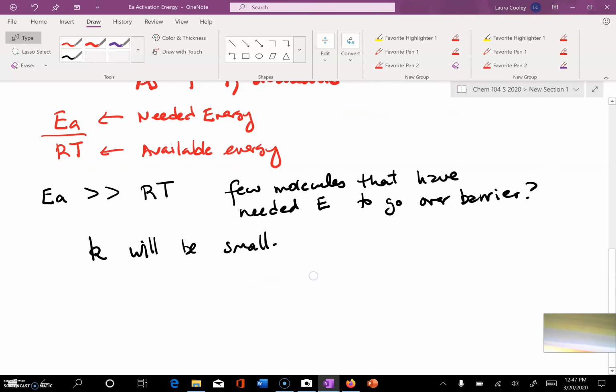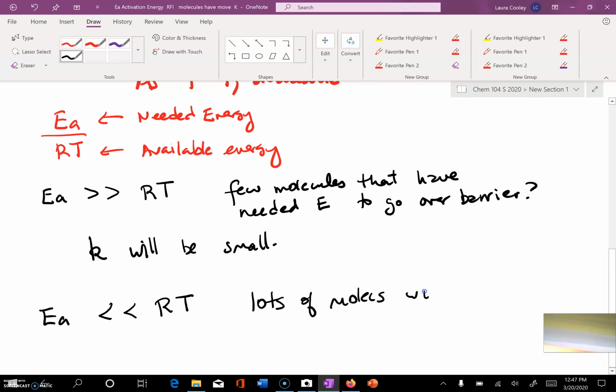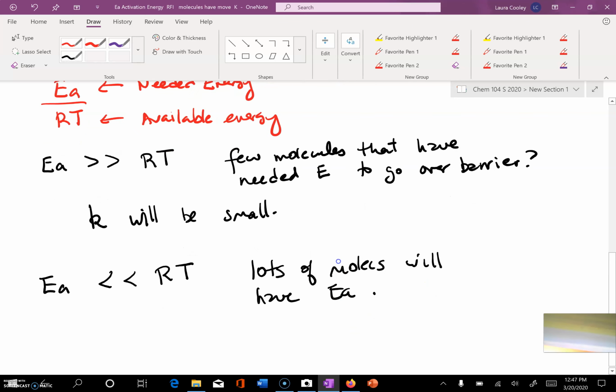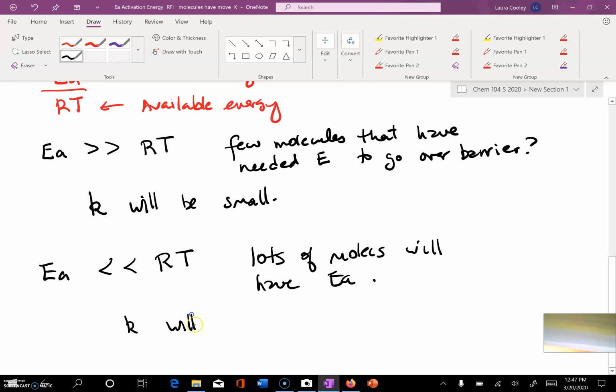On the other hand, if the activation energy is much smaller than RT, the available energy, then lots of molecules will have the activation energy, and then the rate constant will be fast, or large, I should say.